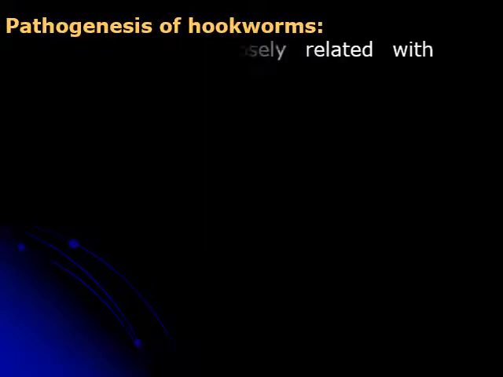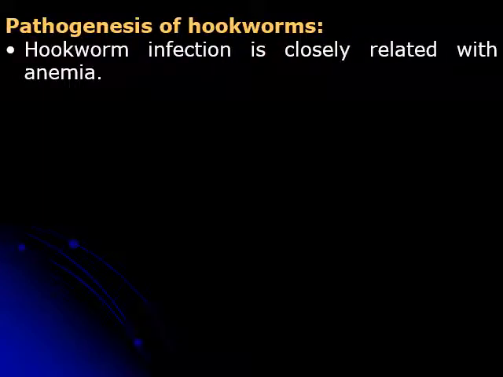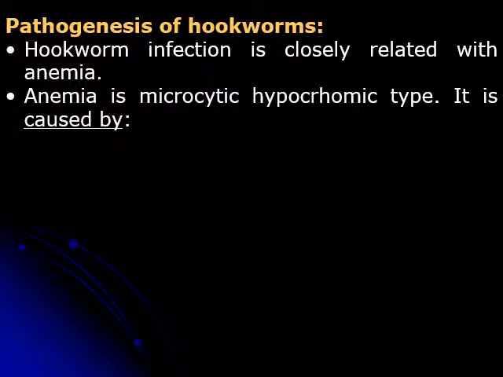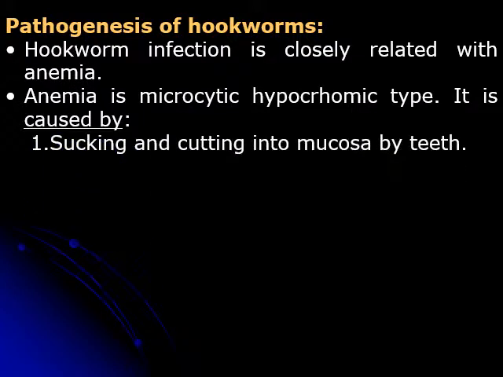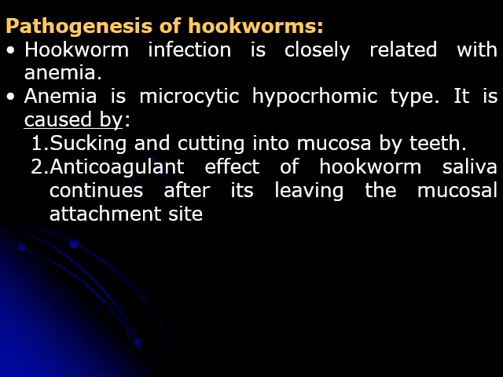Pathogenesis of hookworms. Hookworm infection is closely related with anemia. Whenever we say hookworm infection, we must immediately think of anemia. The anemia is microcytic hypochromic type. It is caused by sucking and cutting into the mucosa by the teeth of Ankylostoma or hookworms. Also, the anticoagulant effect of hookworm saliva continues after the worm leaves the mucosal attachment site to another site.